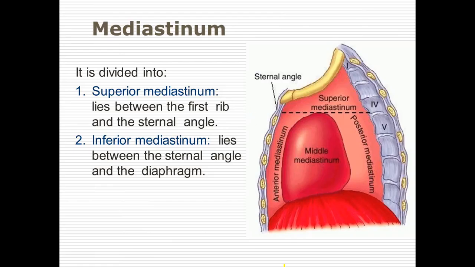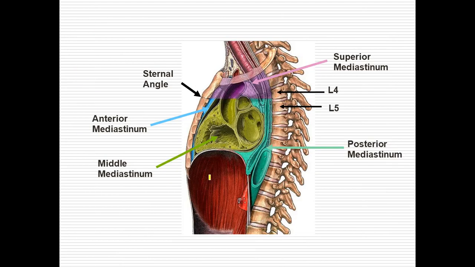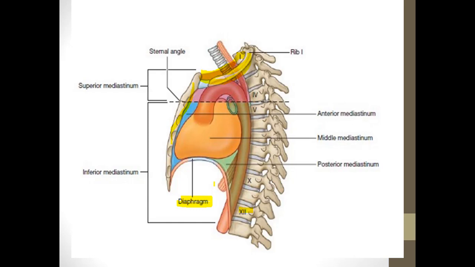Now it is divided into two parts, superior mediastinum and inferior mediastinum. What is that thing that divides it into two parts? It is an imaginary line. We draw a line passing from manubrium sterni and junction of body of sternum. That point is called sternal angle. This point where manubrium of sternum joins with body of sternum, this point is called sternal angle.